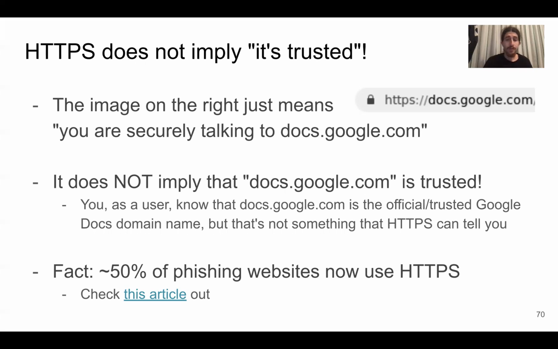But the fact that docs.google.com is the original site, that's not something that HTTPS tells you. It just tells you, you think you're talking to docs.google.com, and I'm telling you, yes, you're talking to this guy. But I cannot tell you if this guy is trusted, or is trying to impersonate Google. I cannot tell you anything, okay? And I think this is stuff from last year. I think at this point, more than 50% of phishing websites now use HTTPS.